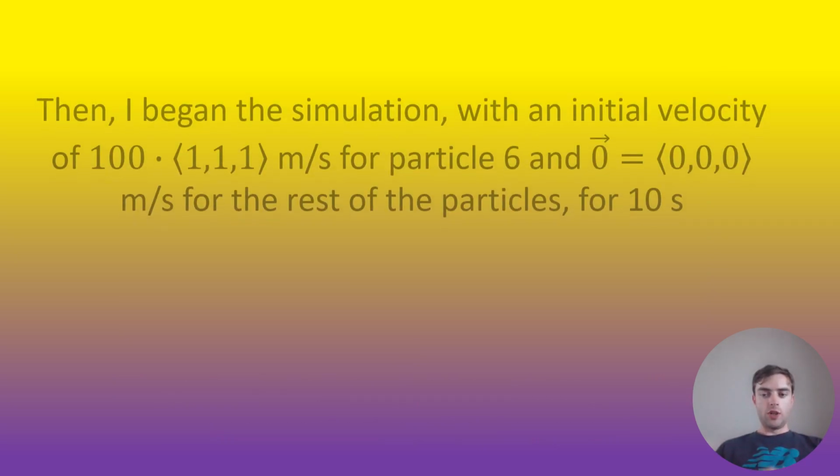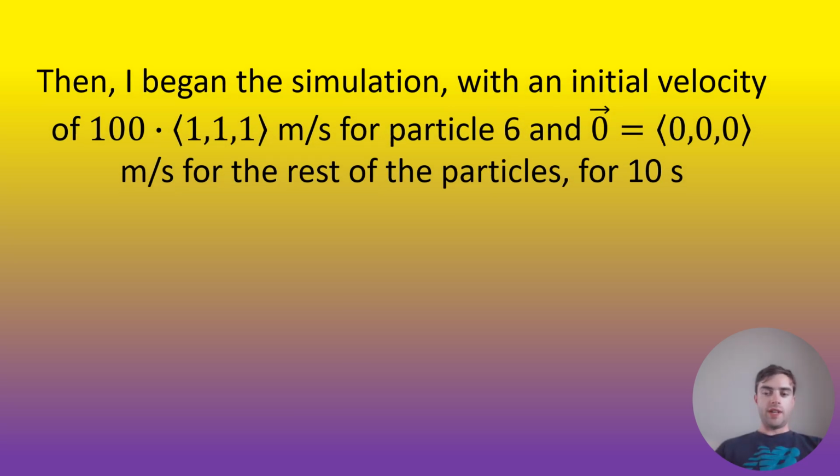In this program, you could set the initial velocities and positions. I set the initial velocity of particle 6 to 100 meters per second for the x, y, and z directions. For the rest of the particles, I inputted the 0 vector, in meters per second, and I ran the simulation for 10 seconds using ODE45 with intervals of 0.01 seconds.